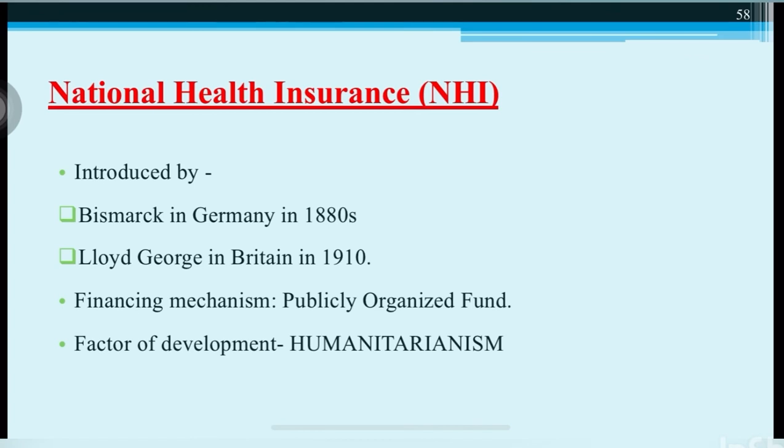It was Lloyd George in Britain, in 1910. Okay. The financing mechanism was a publicly organized fund. The factor of development was humanitarianism.